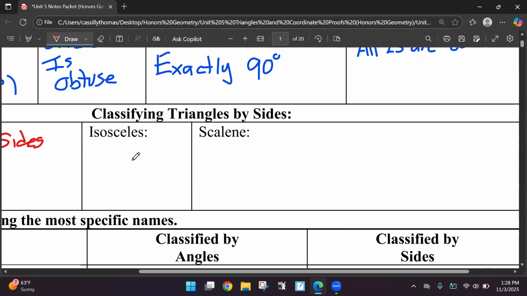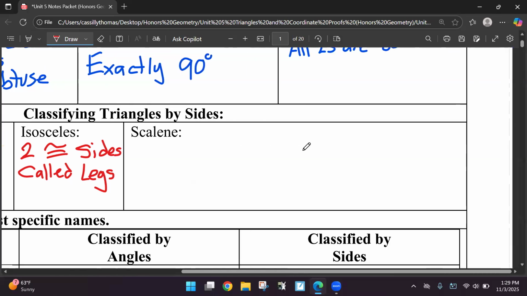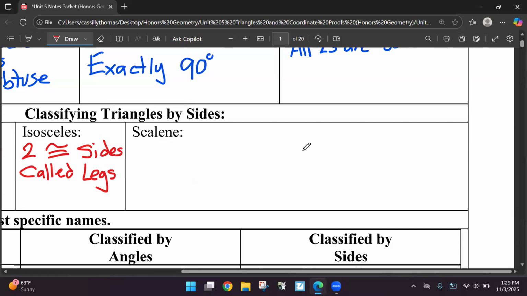If I classify a triangle by its sides and say we have an isosceles triangle, I talked about this one earlier: we just have two congruent sides. We call these the legs. We defined these in Unit 4. The two congruent sides are called the legs. The non-congruent side is called the base. And then the last one is a scalene triangle, where all three sides have different lengths.